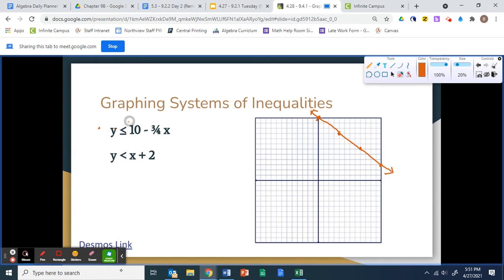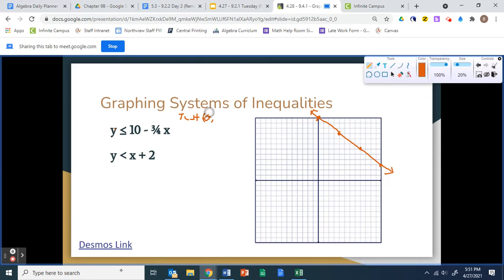Now, after we make one of these, we still need to figure out where our solutions are. We're still going to do it by testing a point. So I'm going to test 0, 0. I'm going to test 0, 0 for this.